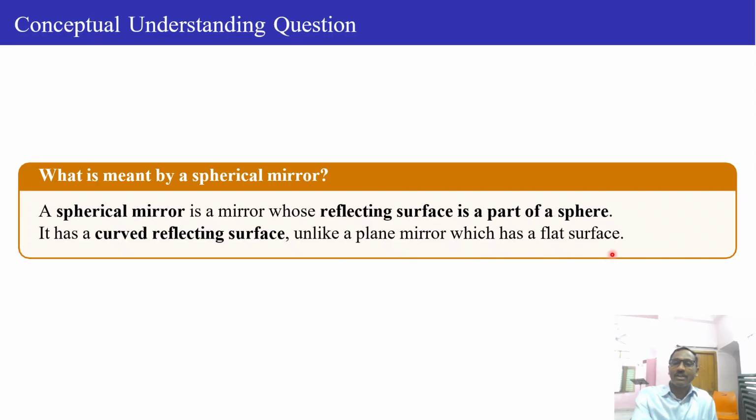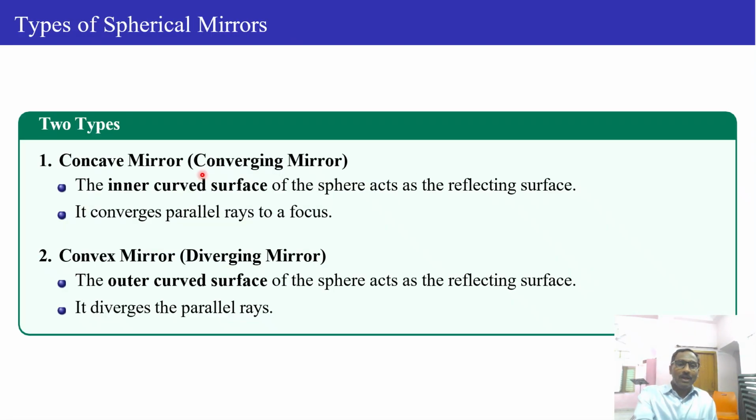A plane mirror has a flat reflecting surface, but a spherical mirror has a curved reflecting surface. How many types of spherical mirrors are there? Two types of spherical mirrors. One is the concave mirror, another one is the convex mirror.